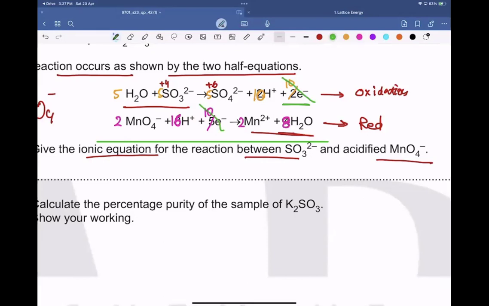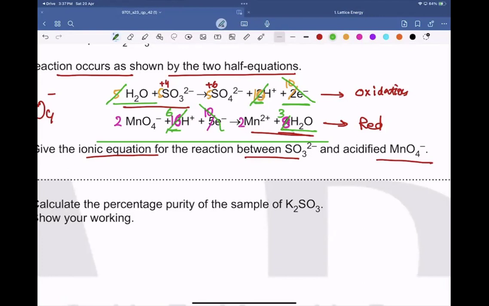Now, if you see, there is water on both sides, right? There are 8 and there are 5. So 5, and instead of 8, we are left with 3. Same for hydrogens: there are 16 hydrogens and 10 hydrogens, so 16 minus 10, and here we are left with 6 hydrogens.